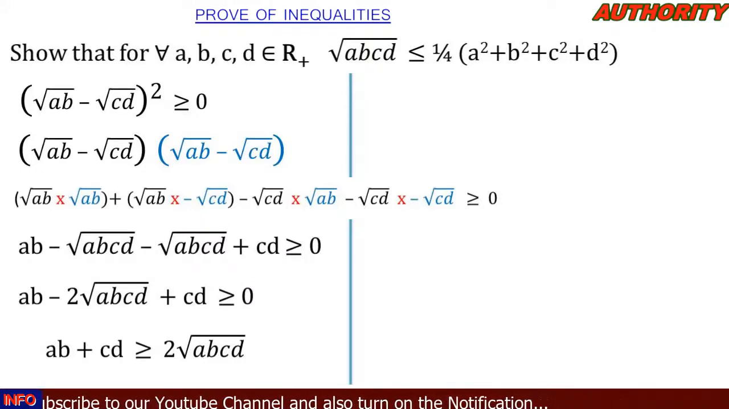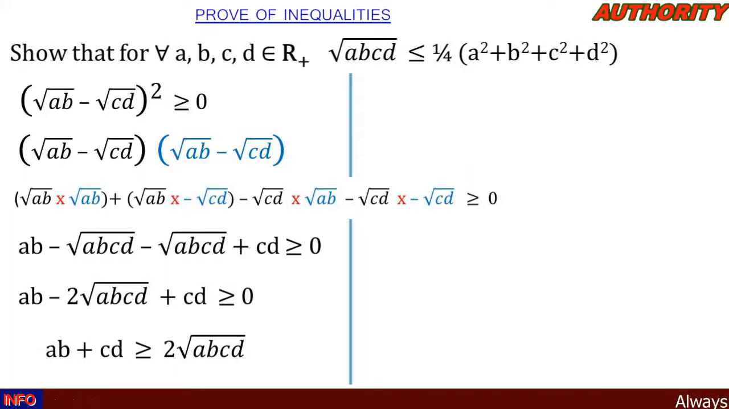We have a negative 2 root ABCD. So as it is crossing the sign of inequality, the sign will change. Okay, so that means it will change from negative to positive. That's why we have 2 root ABCD. All right. Now pay attention to what we are going to do now.